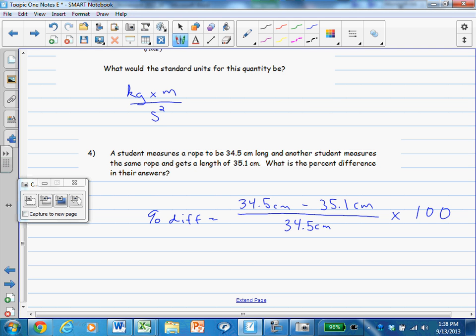So, well, in this we're doing a percent error and comparing it to a theoretical. Okay? 34.5 minus 35.1, oh crap, is not right. 34.5, and you take the absolute value, okay? So 0.6 divided by 34.5 times 100 is 1.7%. Okay?